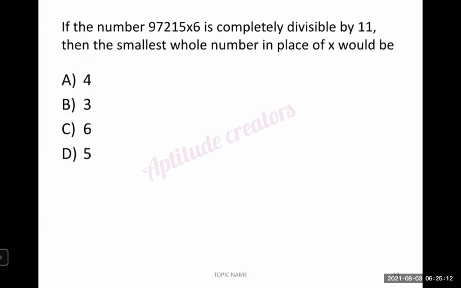Moving forward to next. If the number 97215x6 is completely divisible by 11, then the smallest whole number in place of x would be? Okay. Now what is the divisibility rule for 11? Alternative digits, that is 7 and 2, 5 and 6. 7 plus 9 plus 2 will give the result as 11. 11 plus 5, 16. 16 plus 6, 22.